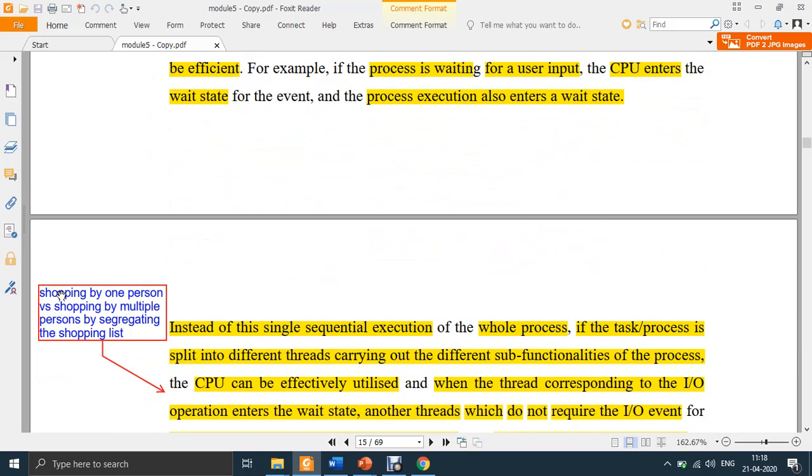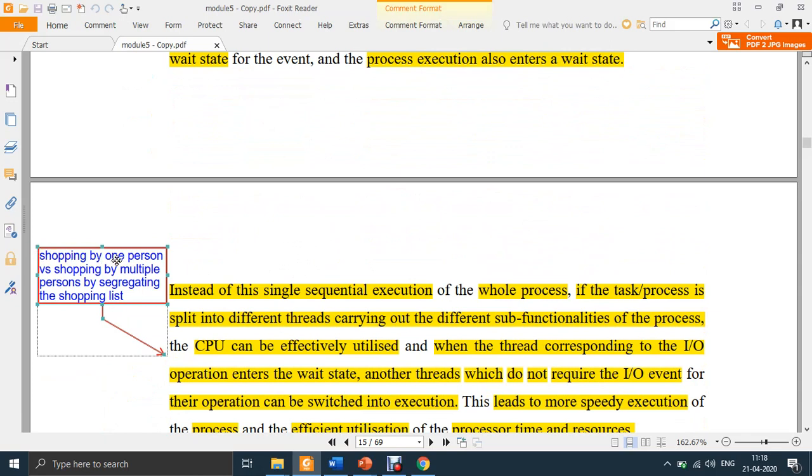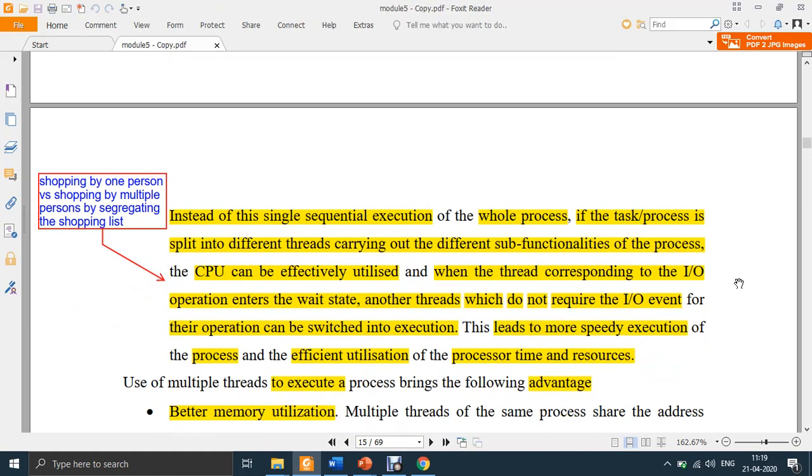Okay, it is just like here I have quoted an example: shopping by one person versus shopping by multiple persons by segregating the shopping list. What do you mean by this? Let me give an example. Suppose for your house you have to procure milk, then some ration, then some vegetables, and then some fruits. So totally there are four jobs you have to do.